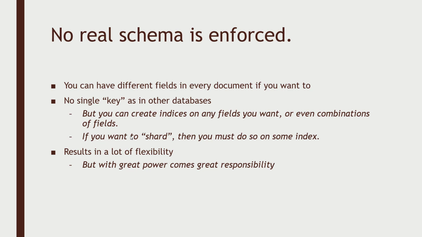Like I said, no real schema is enforced in MongoDB at all. You can have different fields in every document if you want to. Obviously not necessarily a good idea if you want to actually do fast lookups in that database, but you can. You don't have to have a single key value like you would have to have in Cassandra, some unique identifier. But you can create indices on any fields that you want. You can also create indices on combinations of fields. So one nice thing about MongoDB is that it's very flexible in how you can index its data to achieve fast lookups on whatever queries you might be doing.